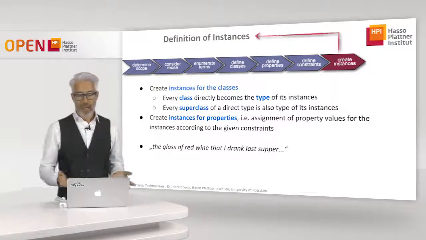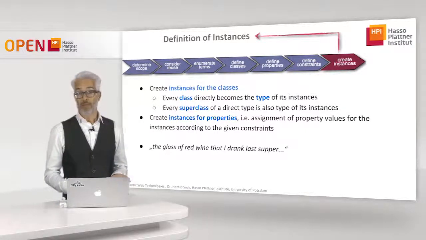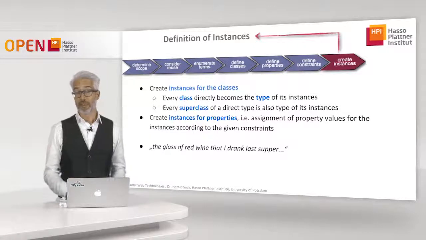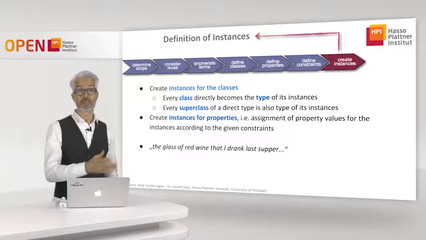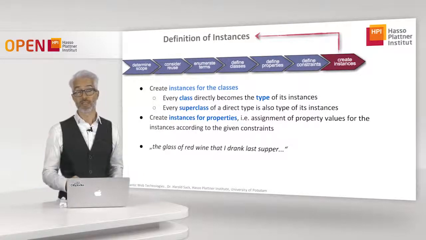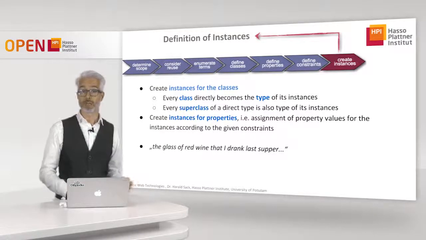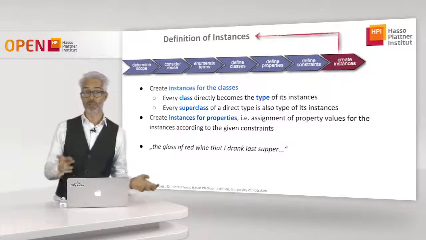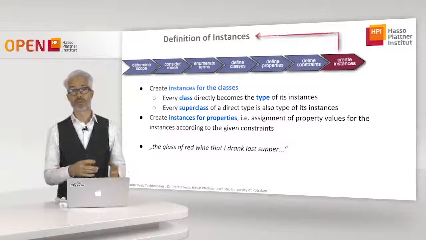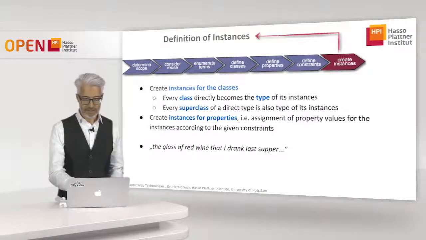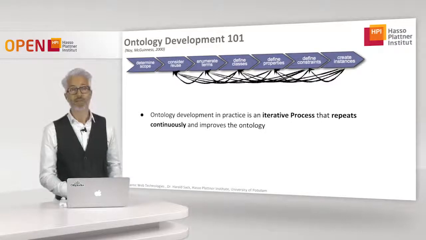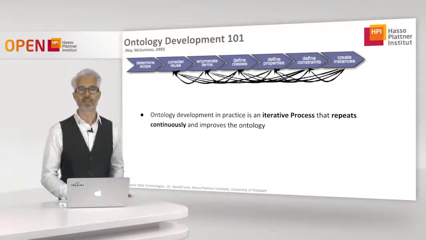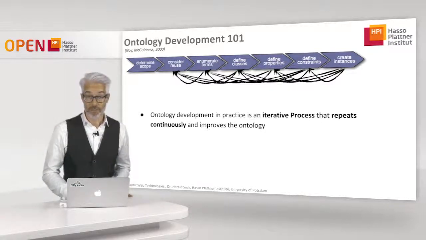Okay, and then usually you are ready, but keep in mind things are changing. Your application is possibly changing. Also, the kind of available wines is changing. So therefore, you have to go back. You have possibly to define new classes. You have to change your class hierarchy. You have to change your constraints and stuff like that. So therefore, this is kind of an iterative process that repeats continuously to improve and to adapt the ontology.